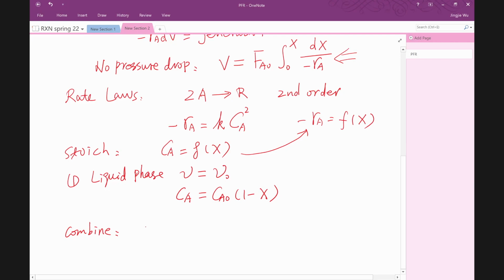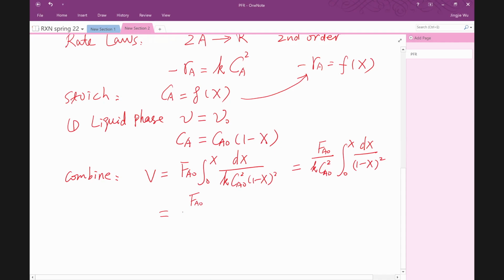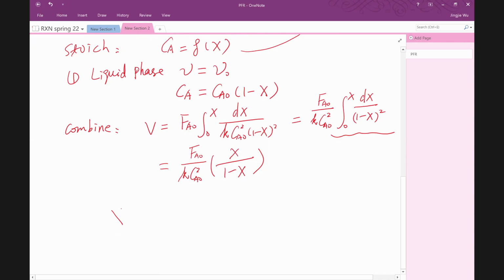We combine what we have: V, the conversion, minus rA is k CA0 squared times one minus X squared, equal to FA0. So you can solve it. You can find the integration in your textbook, Appendix A. And also you can find the conversion.